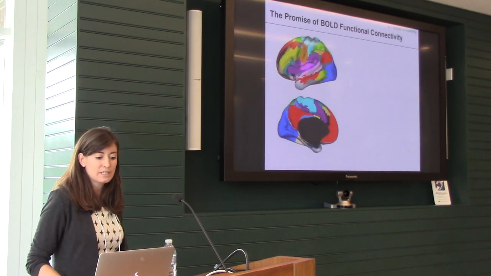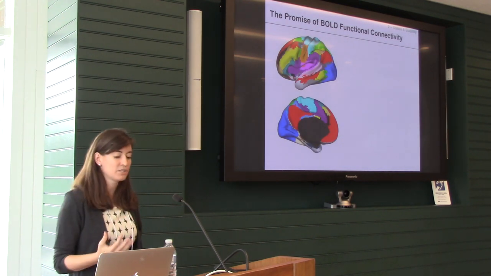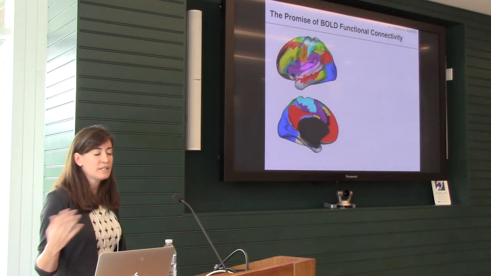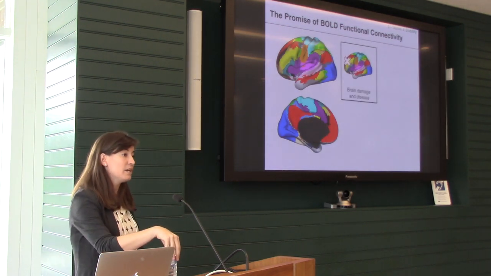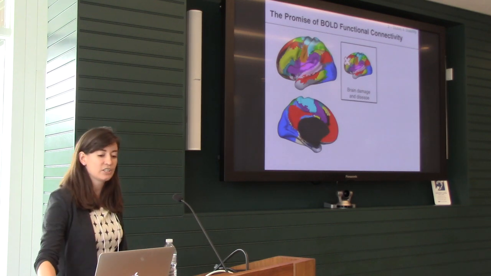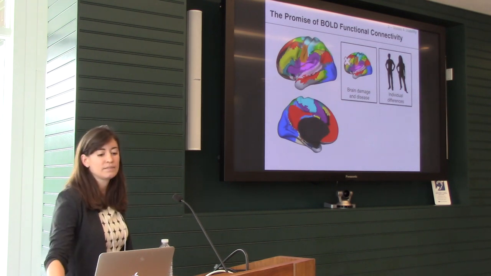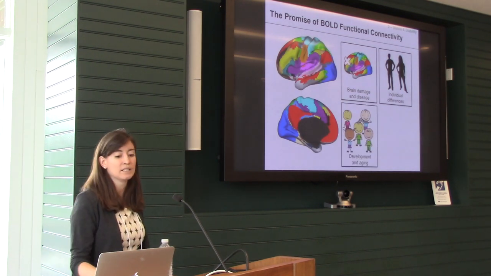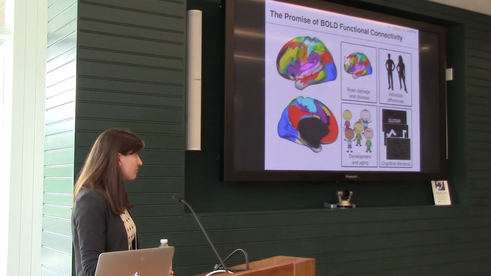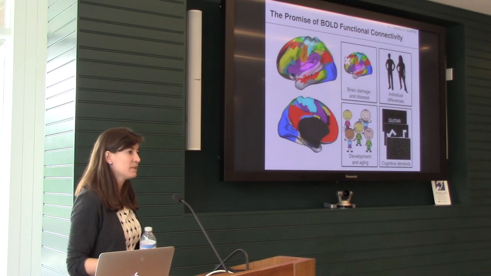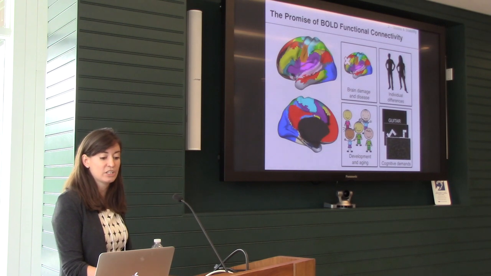As I introduced at the beginning, people have become increasingly interested in using these methods, especially resting state fMRI, to ask many different questions about brain networks. In particular, how brain networks may be altered with brain damage and disease, how they may differ across individuals, how they may change across the lifespan, or how they may change in different cognitive contexts. There's been a lot of excitement because it's a relatively straightforward way to map brain organization and how it may change.